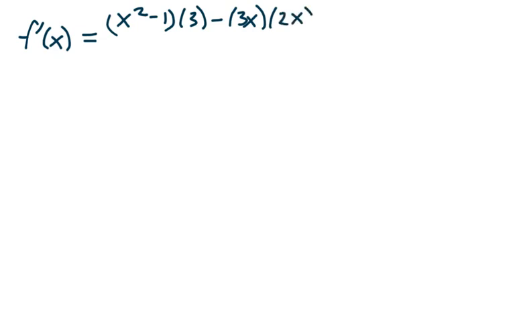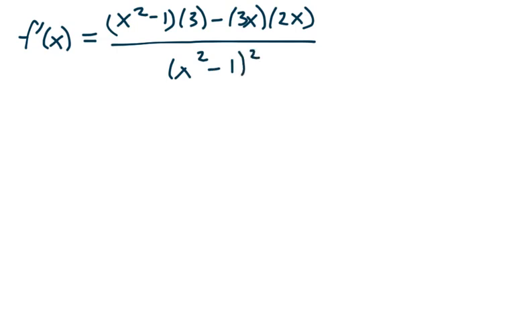F prime of x equals... Okay, so we've got a quotient. So we've got the denominator times the derivative of the numerator minus the numerator times the derivative of the denominator, all over the denominator squared.